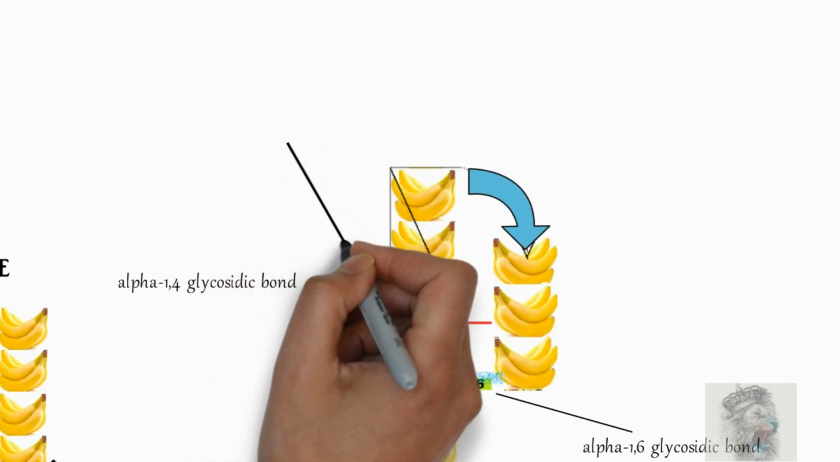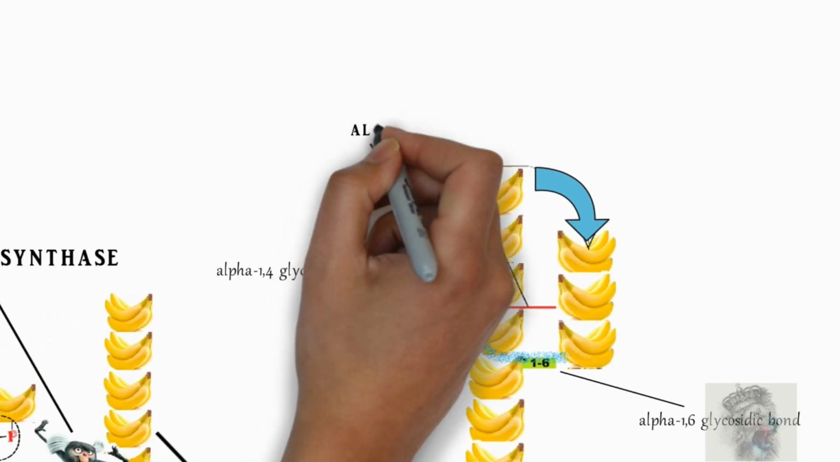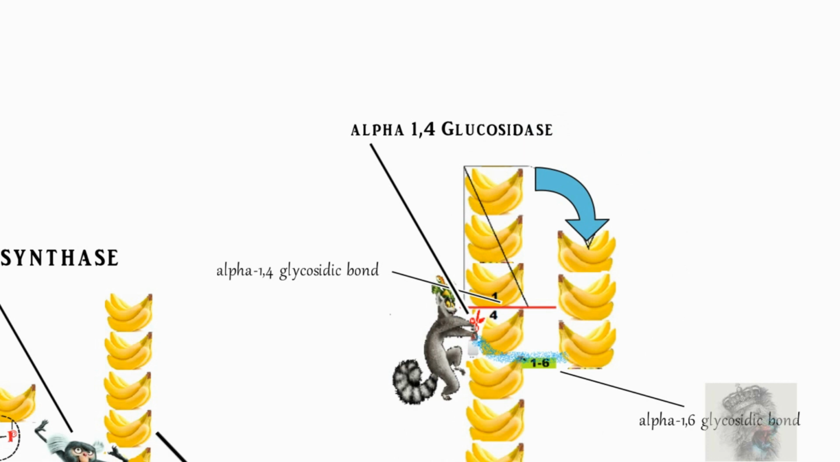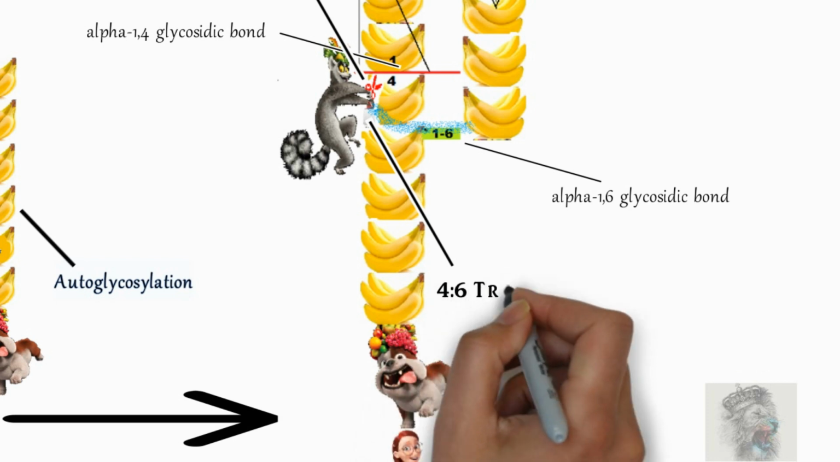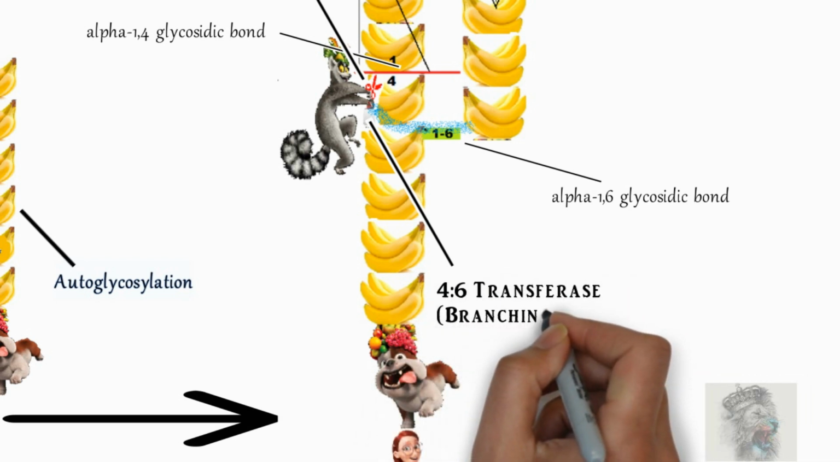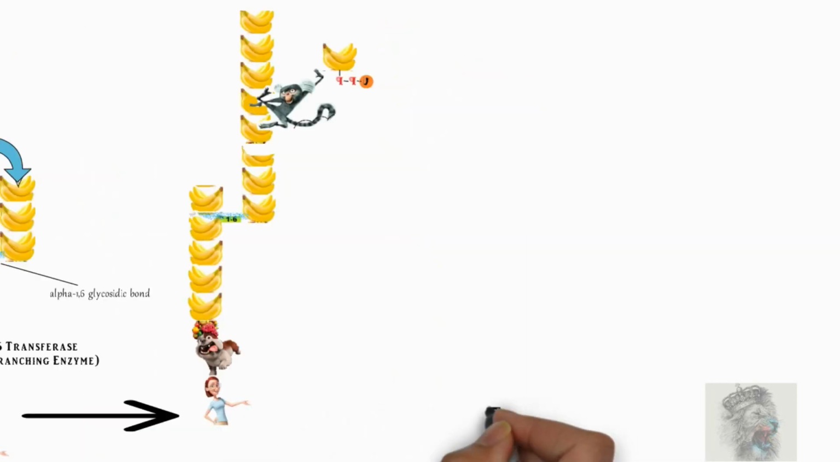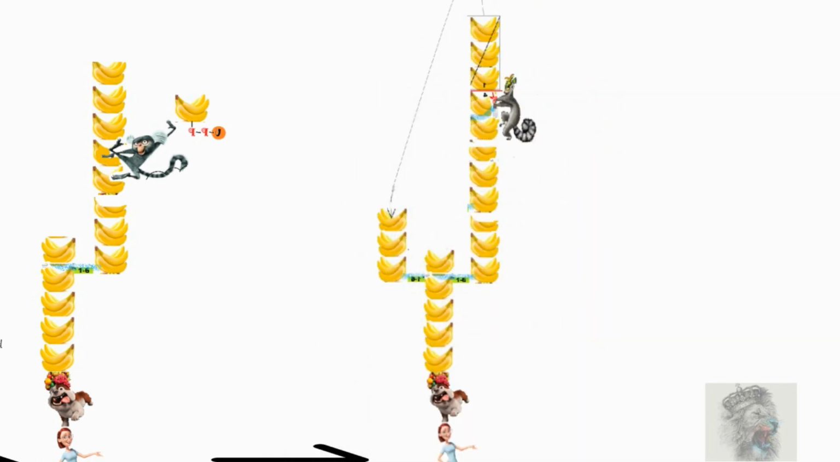So the people of King Juliet named him alpha-1,4-glucosidase since he cuts the 1-4 bond, and also named him 4 to 6 transferase because he forms the 1 to 6 bond by transferring glucose from the 4th position to the 6th position. Finally, glycogen synthase grows bananas up the column and the branching enzyme forms branches.